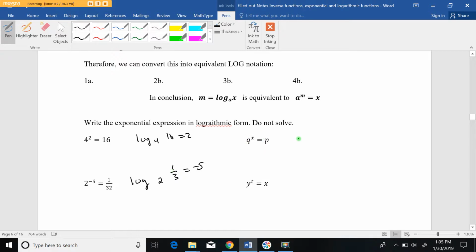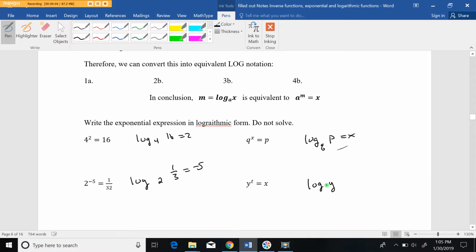This one, I don't have my glasses on. I think that's x. So this one is log base q. It's like a subscript, log base q of p equals x. Q to the x equals p. Yep, that's good.